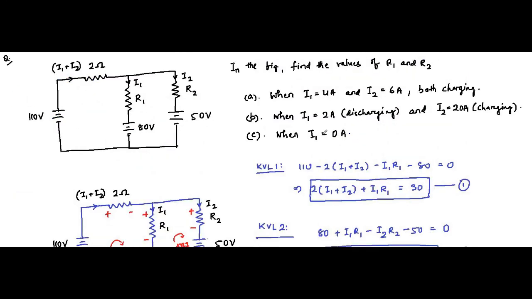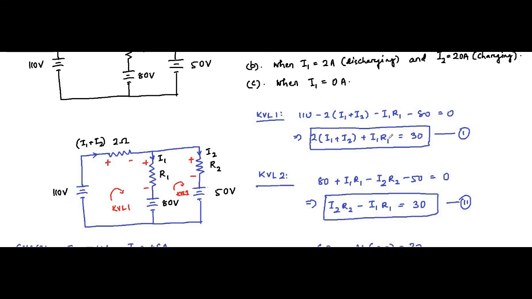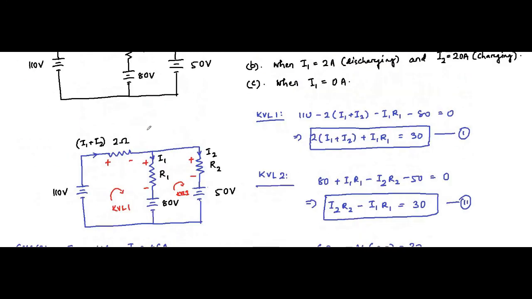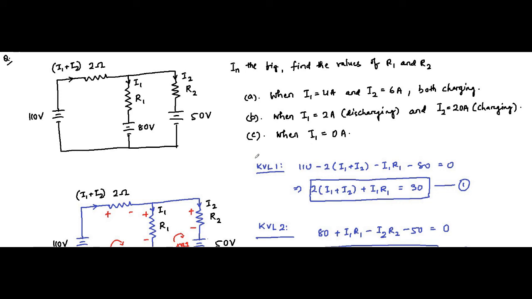Because everywhere R1 is present, it is combined with I1. So there will not be any non-zero coefficient for us to get R1. Okay, so only R2 we have got. R2 is equal to 2 ohm for this case C, I1 is equal to 0 ampere. So this is another, I should say, very simple question, but it involved a lot of equations. Three cases are there, so it's a lengthy one. So this type of questions can also be there.